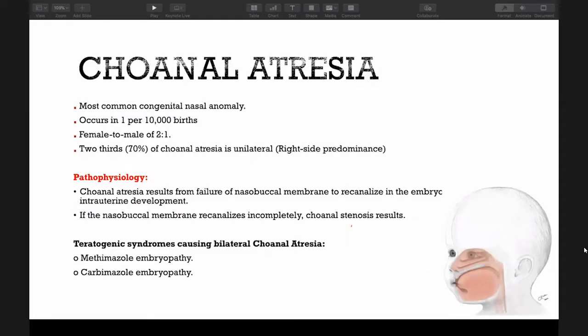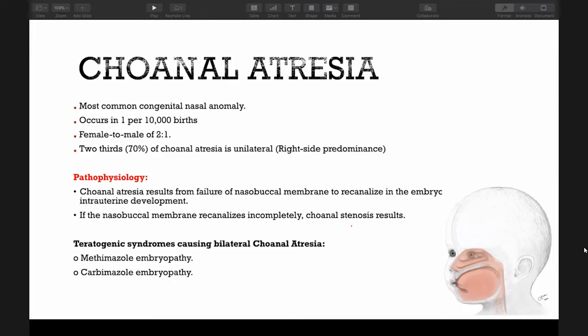It's the most common congenital anomaly. It occurs in 1 in every 10,000 births. Female predominance. Most of the choanal atresia is unilateral and right side. The exact cause is unknown. The pathophysiology is a failure of the recanalization of the nasobuccal membrane in embryonic life. However, if there was nasobuccal membrane recanalization but it was incomplete, choanal stenosis will result.